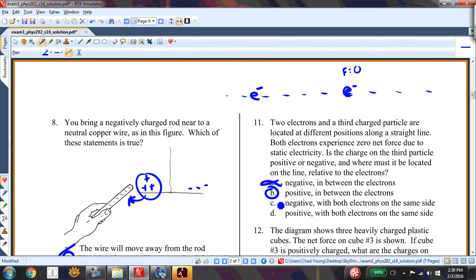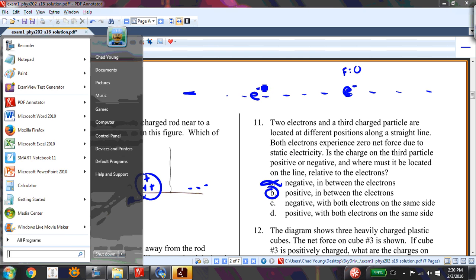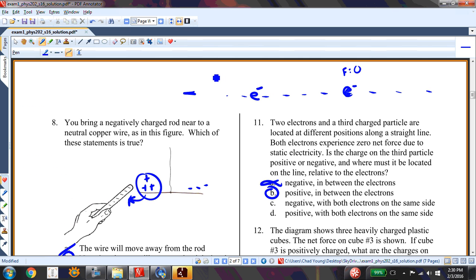Negative with both electrons on the same side, so I have a negative charge over here. Okay, with this charge, this charge will be repelled from my negative charge over here, and it's also going to be repelled from that other negative charge. So okay, that can be 0 force. But let's look at this one. It'll be repelled from both of those negative charges, so that one will not have zero force.